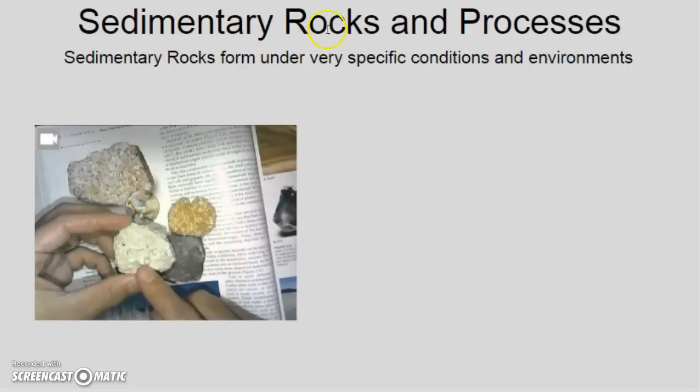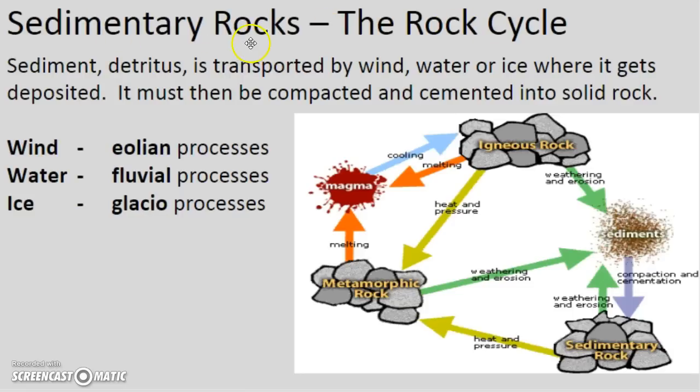Today we begin looking at sedimentary rocks and processes. Sedimentary rocks form under very specific conditions and environments. We must consider the rock cycle, that sedimentary rocks are simply a part of the cycle itself.